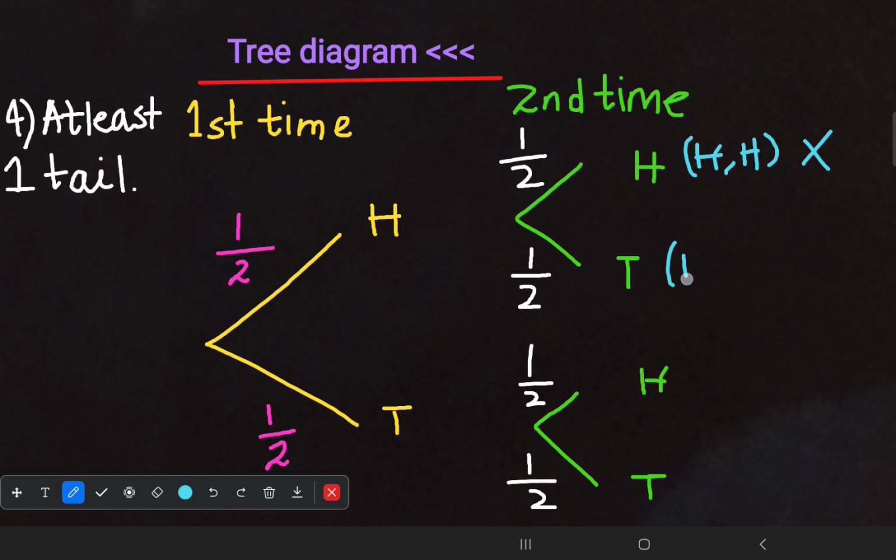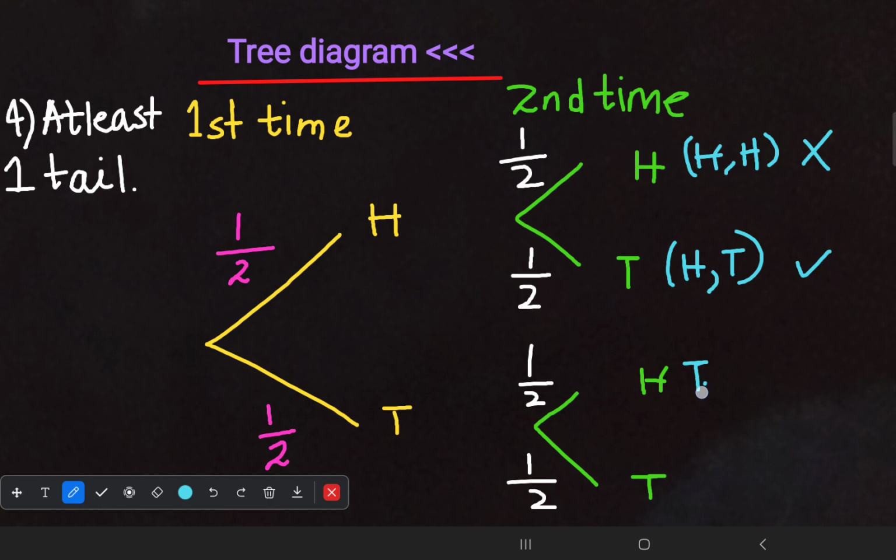When you think about this instance, we are receiving a head and tail. At least one tail means here we are receiving at least one tail. In your class, your principal came and asked the students who received at least 50 marks in maths, just hands up. So the students who received more than 50 also can hands up. Try to understand what I'm conveying.